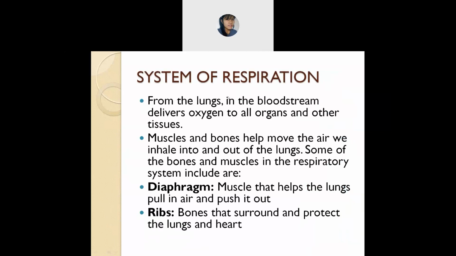How respiration takes place, how the respiratory system works. So what will happen from the lungs? From your lungs, it will go and deliver the oxygen. They will go and deliver with the help of your bloodstream. With the help of your bloodstream, your lungs will supply oxygen to all your organs. It will go and supply to your organs as well as your tissues.